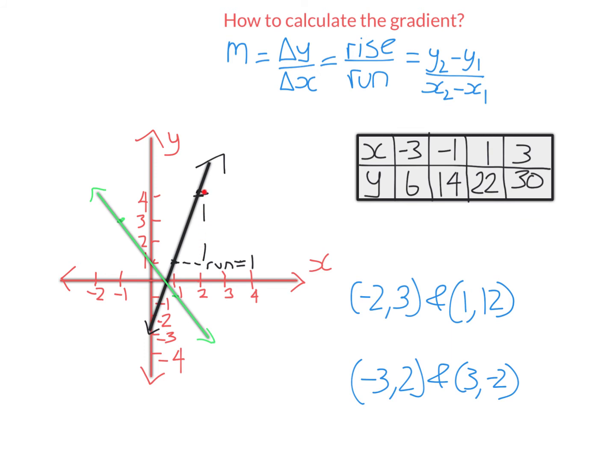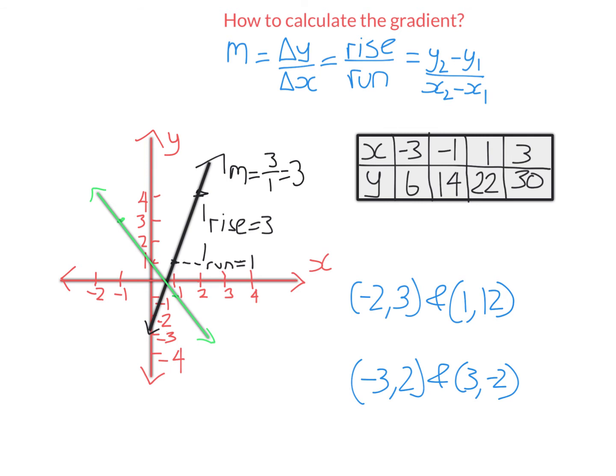How far do I go up? Well, I go up from y equals 1 to y equals 4. I go up 1, 2, 3. So the rise of this black line is 3. So the gradient of the line is rise over the run. The gradient of this black line, rise is 3, run is 1. The gradient is just 3. The gradient's just a number to indicate how steep it is.